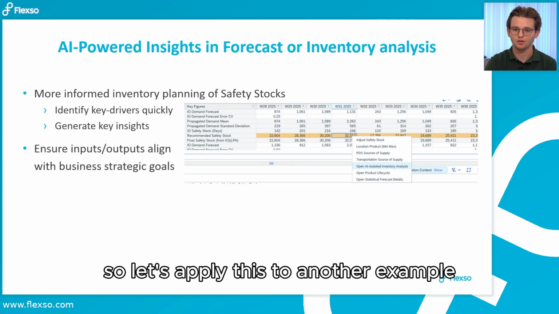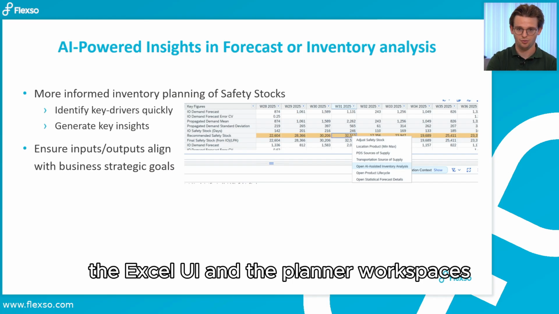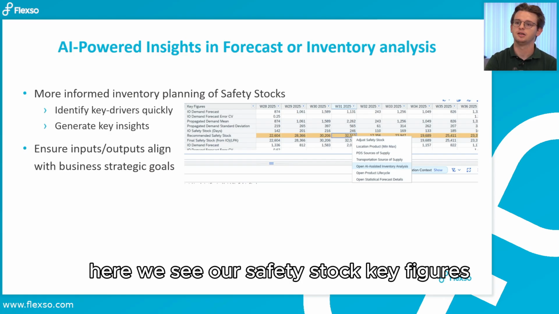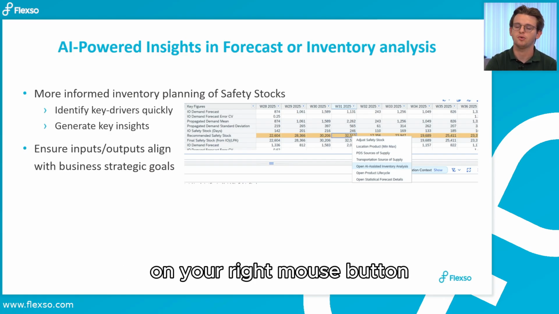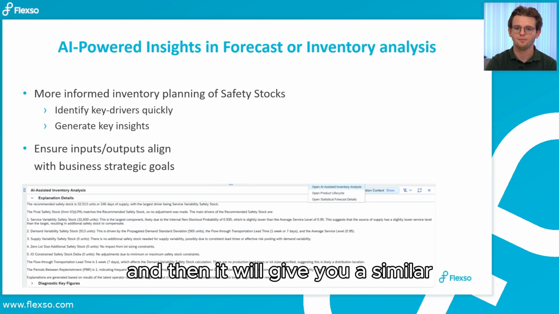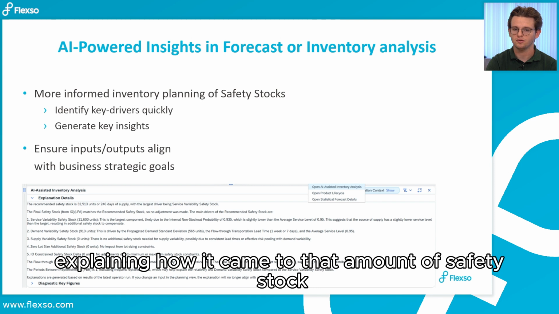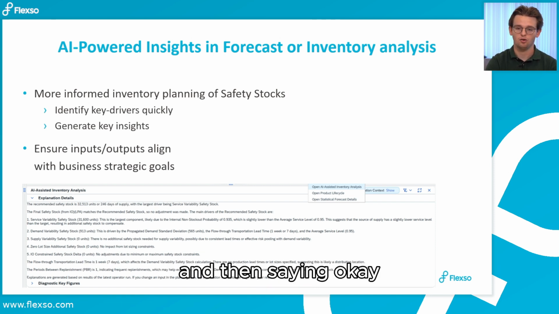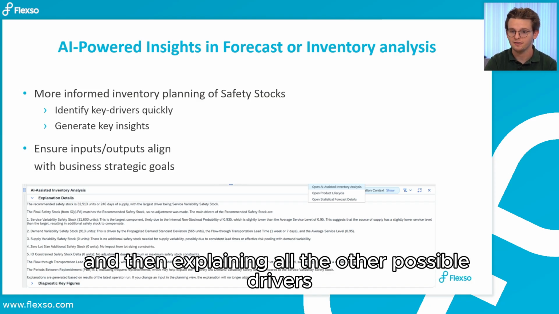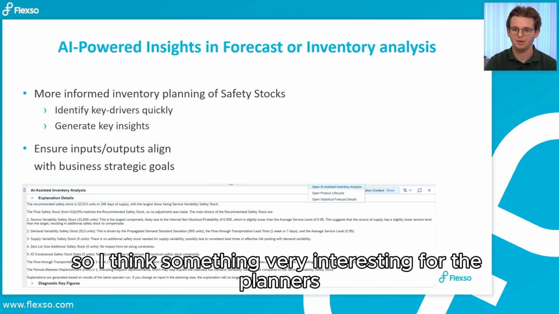So let's apply this to another example, but now within the planner workspaces. As you can see, it's applicable in both the Excel UI and the planner workspaces. For example, here we see our safety stock key figures, and now you can click your right mouse button and open the AI assisted inventory analysis, and it will give you a similar box as you saw in the Excel UI, explaining how it came to that amount of safety stock or the days of safety stock, saying this was the biggest driver of that number, and explaining all the other possible drivers that it could have on your safety stock results. So I think that's something very interesting for the planners.